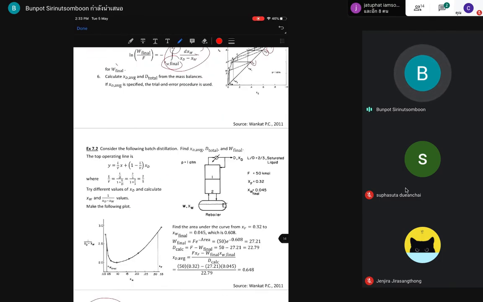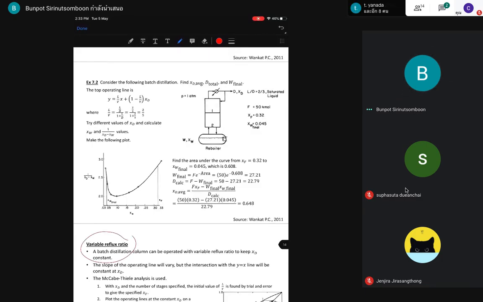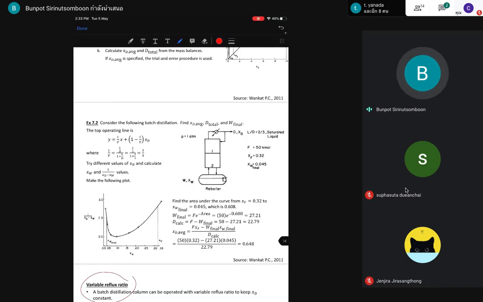Like in this example right here, you have two columns on top of the pot, and you make a graph of 1 over xd minus xw versus xw and find this area under the curve. Then you can solve for W final, solve for D, solve for xd average.